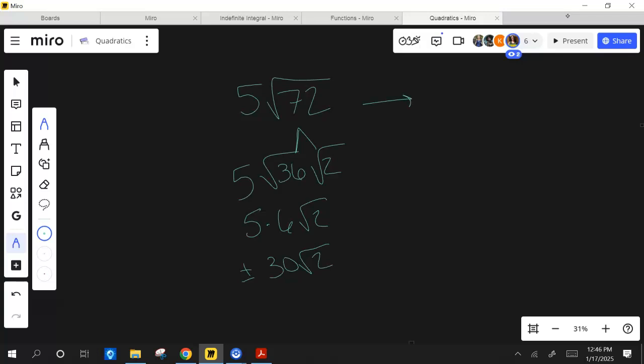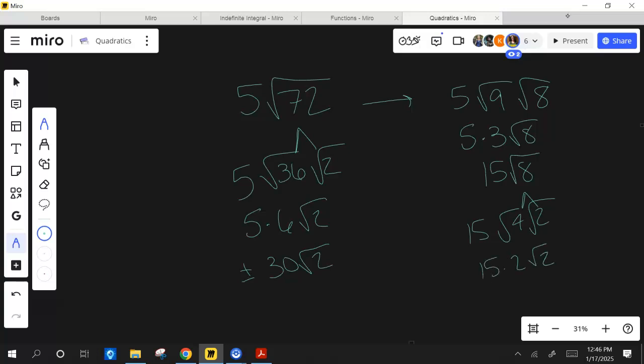Now, what if I hadn't used 36? What if I hadn't picked the biggest one? You'd have to do it again. So if I use 9 and 8, that would be 5 times 3 times the square root of 8, 15 times the square root of 8, and then I'd go, but wait, there's another perfect square I can divide that radical by. 4. 4 and what? 2. So now I've got 15 root 4 root 2, which is, you see, it's just extra work if you don't pick the biggest one, but it's not necessarily wrong.